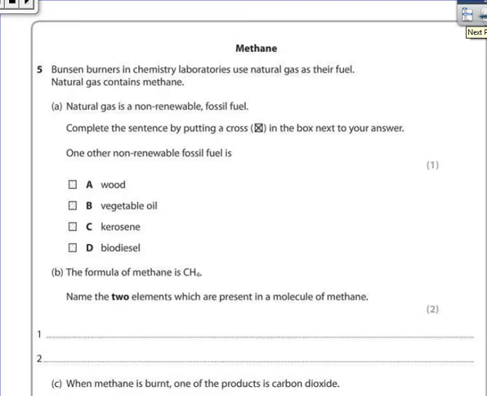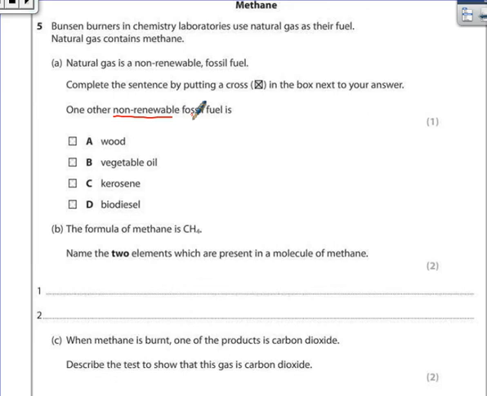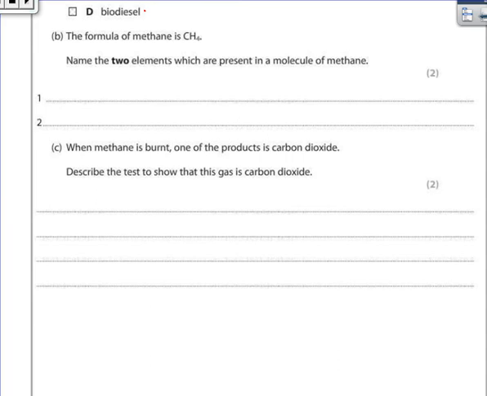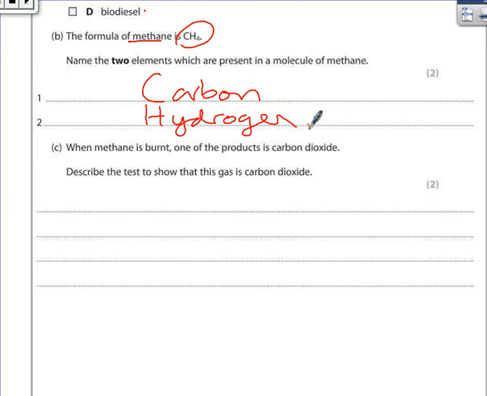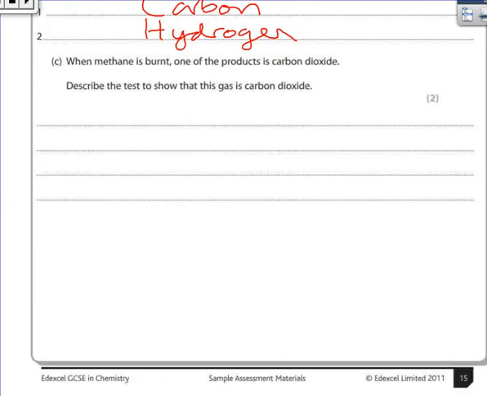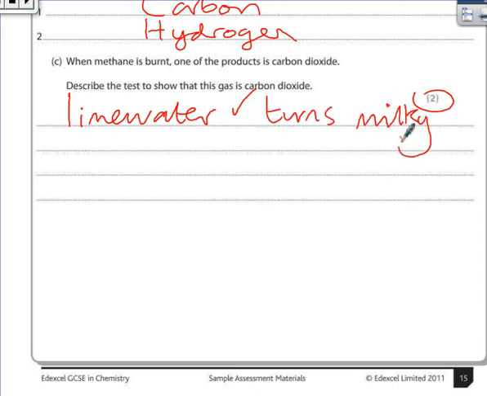Next question. Which one of these is another non-renewable? Well, we can grow wood. We can grow vegetables. We can grow plants to make biodiesel. Kerosene is a fraction of crude oil, which is non-renewable. Anything from crude oil is non-renewable. Like methane. The two elements present are C and H, carbon and hydrogen. Describe the test to show that this gas is carbon dioxide. One mark for knowing that lime water, we're looking for 2 marks, turns milky. Another mark.